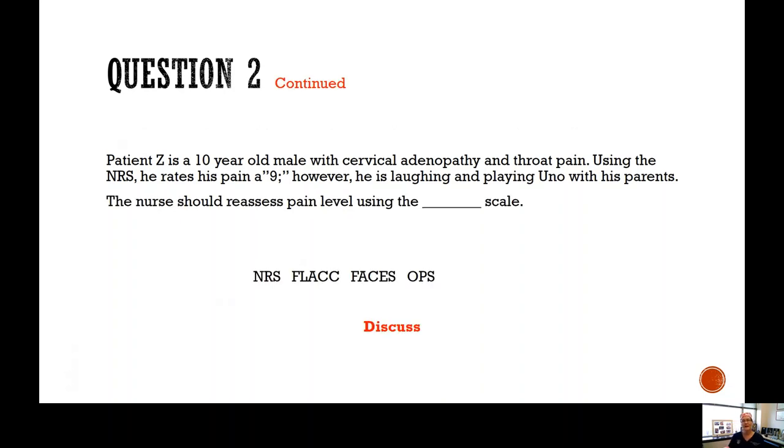Well, I sent my students back in with a Wong-Baker Faces pain rating scale, right? And asked them to reassess his pain. So that Faces scale. And you know what? He said his pain was a 3. So we know, in theory, depending on how our orders are written, that mild pain is 0 to 3 on that 0 to 10 scale.